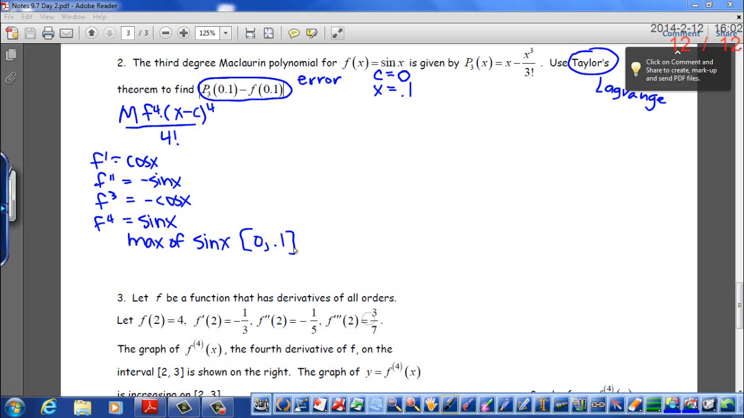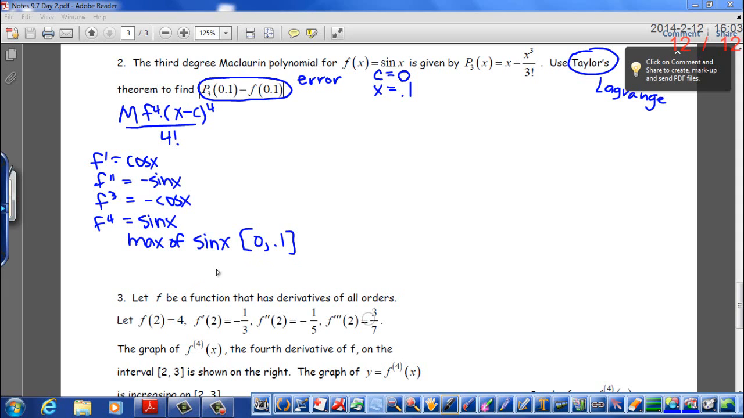All right, now, give me just a second here, and I'm going to make your life a lot easier. The whole point of this error was discovered a long time ago before you had these wonderful graphing calculators. So without a calculator, it would be really hard to find the maximum of the sine of x between 0 and 0.1. So what we're going to do is use a number that we know is bigger than the maximum of sine x between 0 and 0.1.